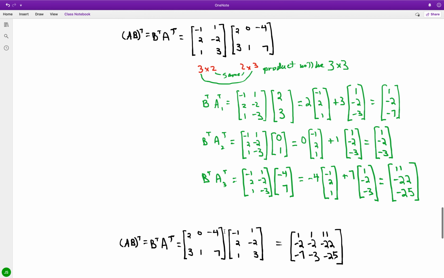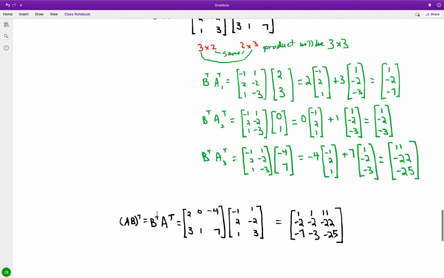And so in the overall result, just putting the elements all together, the product is going to be a 3 by 3 matrix. So for the transpose of the product of A times B, the first row is 1, 1, 11. Second row is negative 2, negative 2, negative 22. Last row is negative 7, negative 3, and negative 25.